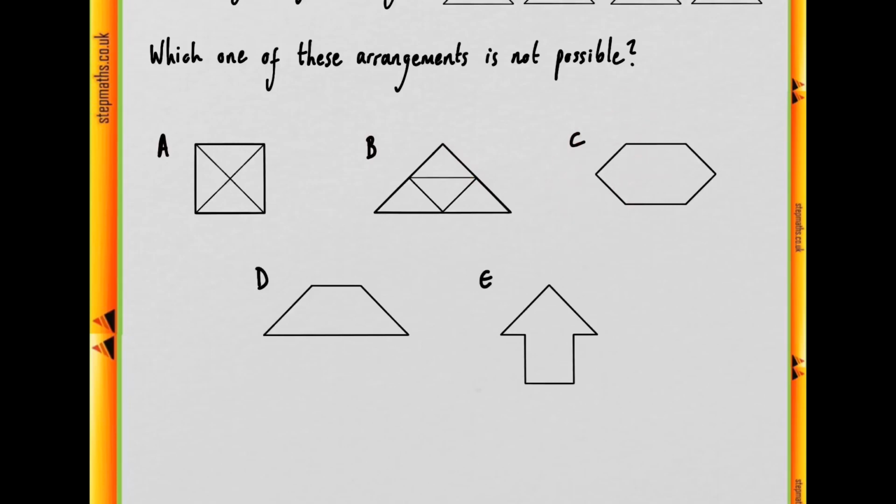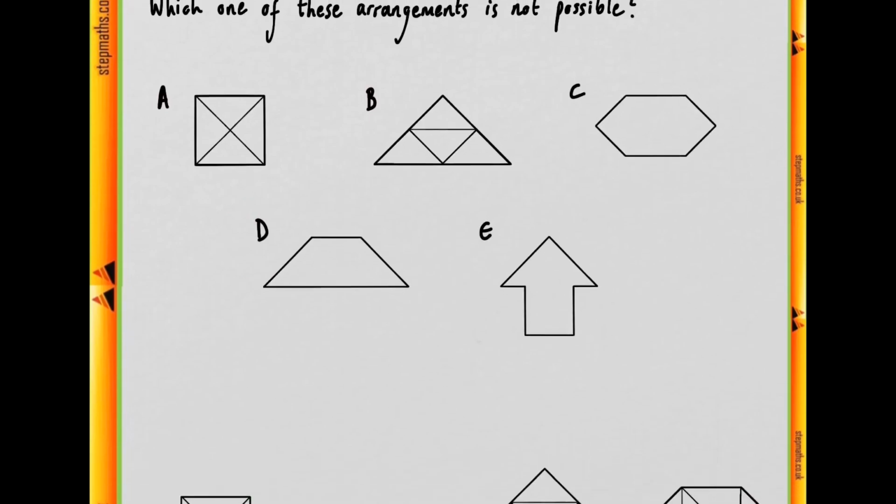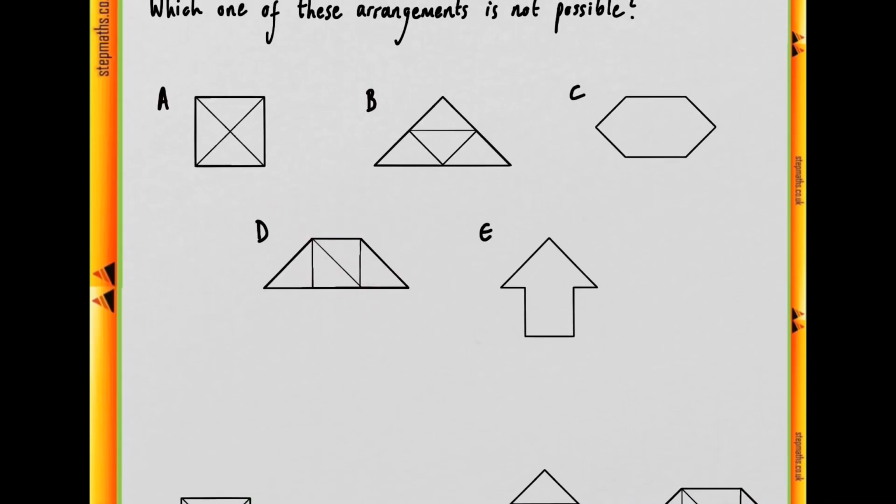Let's hold off on C for a moment and think about D, where again we should be able to see that we have 2 lines here, and then a final line through the middle, and that gives us 4 triangles. Moving on to E, we can see that by separating this square from this section here, we can divide this in half, and this in half to get 4 identical right-angle triangles.